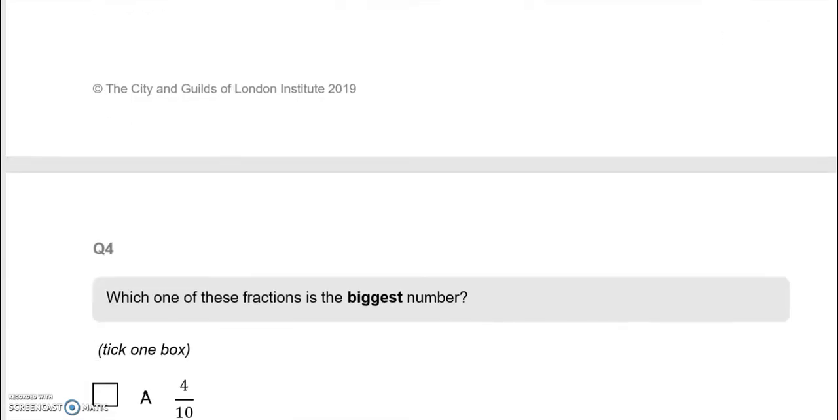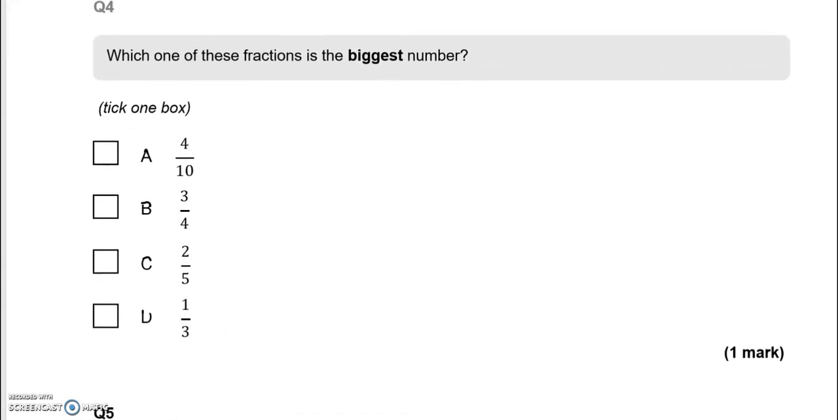In the next question, we've got which one of these fractions is the biggest number? There are different ways we could solve this, and one of them would be to convert them all so we get a common denominator and then we compare them. We could compare 2 of them and then another 2 and so on.